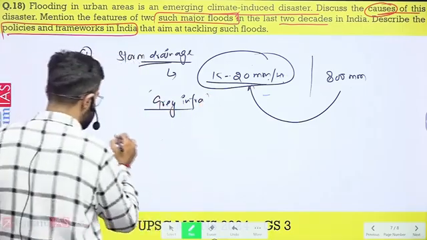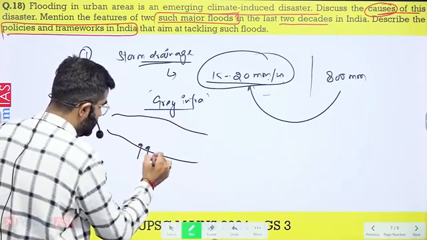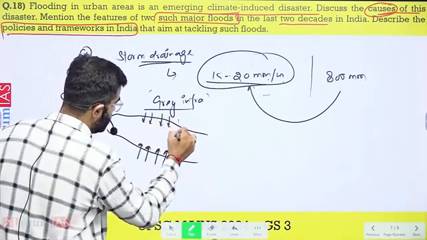Second, let's say these were the rivers earlier. Now these river sides have been encroached by the human population, especially in the urban centers.